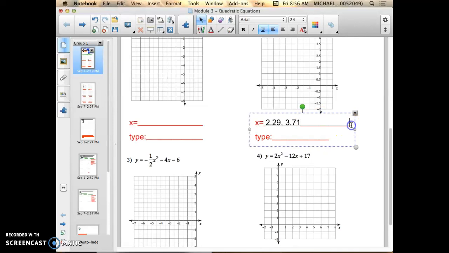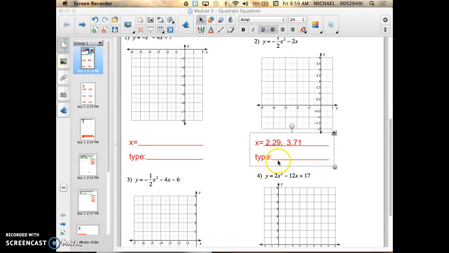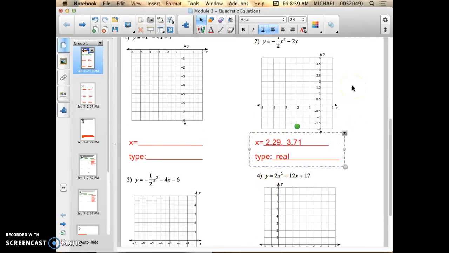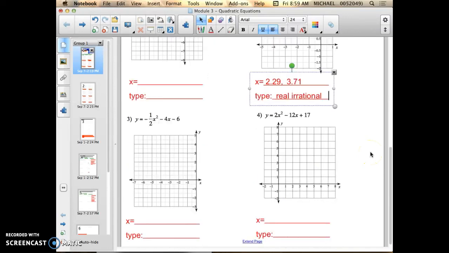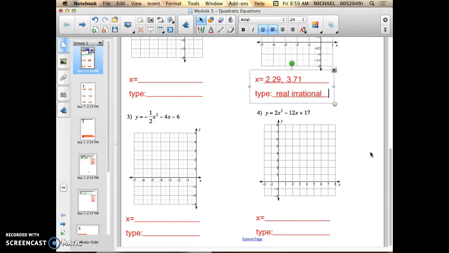Let me clean that up a bit. Things I need to do, I need to include what type it is, and it is a real irrational, meaning that it does hit the x-axis, so that makes it real. Because it hits the x-axis, it is a real solution. And then it's irrational because it is a decimal that goes on forever.